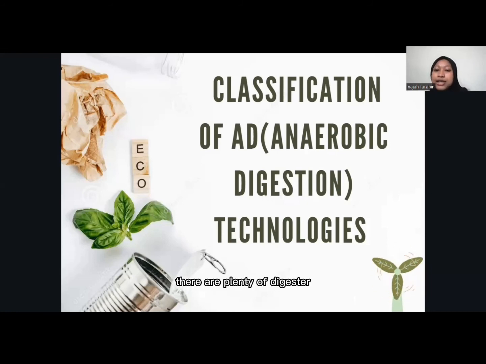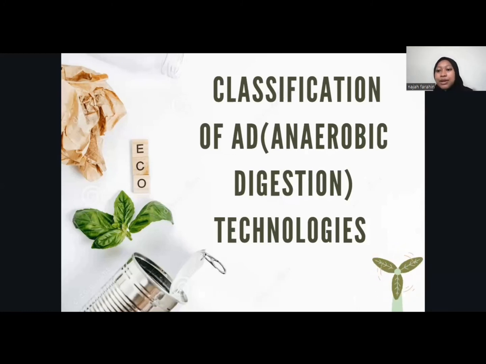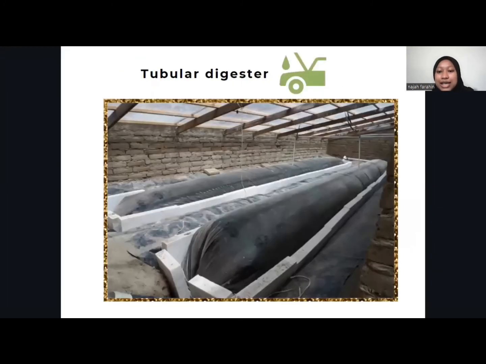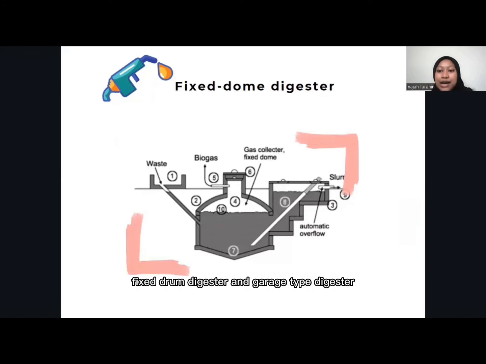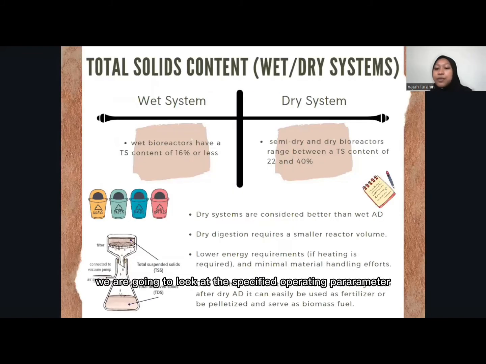There are plenty of digesters in the industry, and for that we need to choose the suitable digester according to the parameters of the digester and also the relation with the feedstock. Examples of digesters are floating drum digester, tubular digester, fixed dome digester, and garage type digester. So in this part, we are going to look at the specified operating parameters of the feedstocks and which digester will treat visceral organ waste.